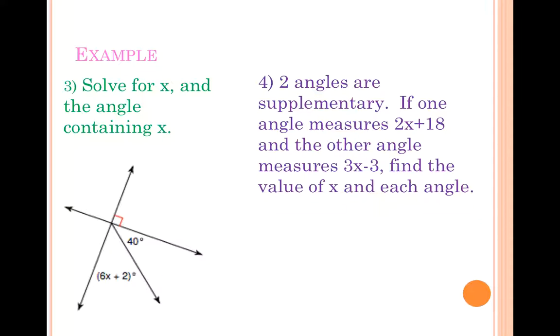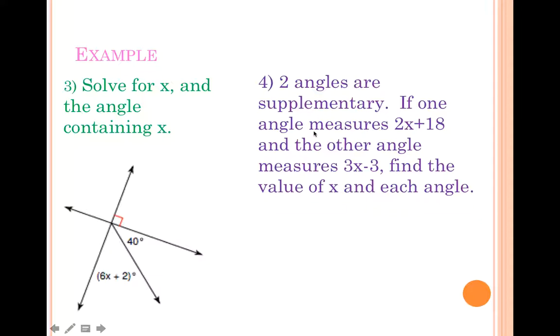Alright, now, example 3 and 4. We're going to be combining properties of all these angle pairs we talked about to solve. So example 3, we're going to reference this picture and solve for x and the angle measure containing the x. So we're going to be solving for this angle right here, which is pretty cool.